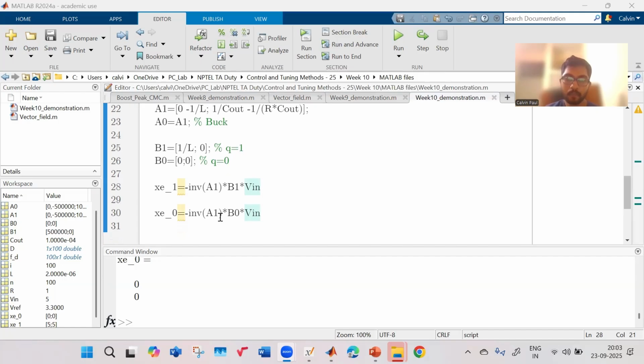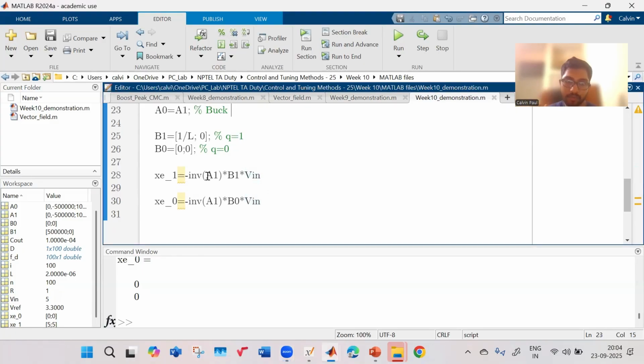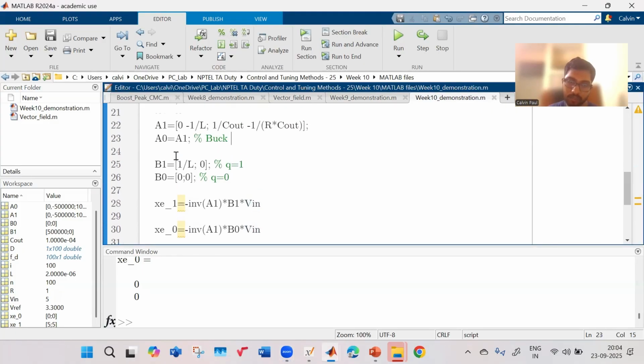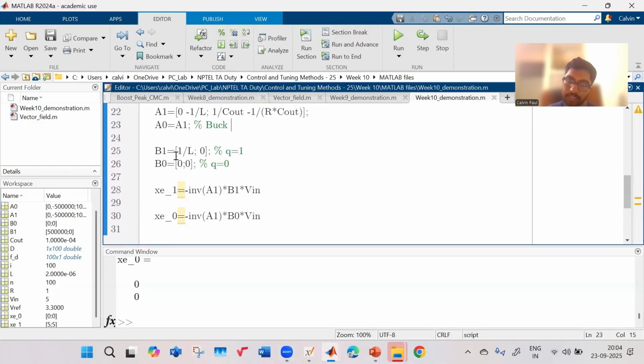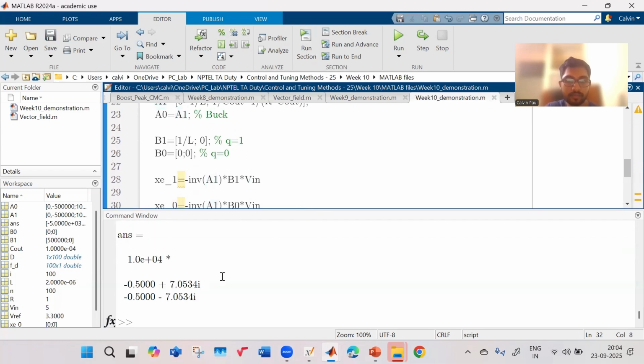Okay. So now you have your A and B matrices for the buck converter. Let us just try to find what is the eigenvalue of A1. Let us find the eigenvalue of A1. Can you see the eigenvalue of A1?